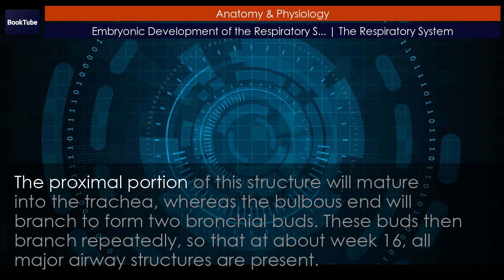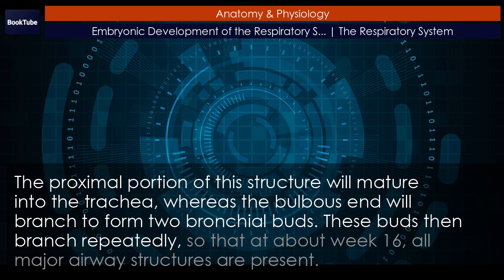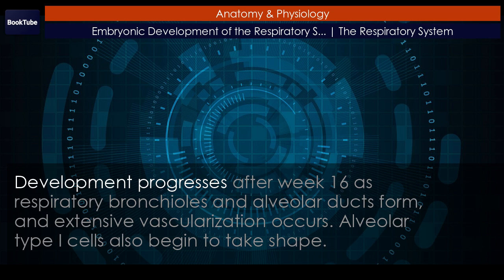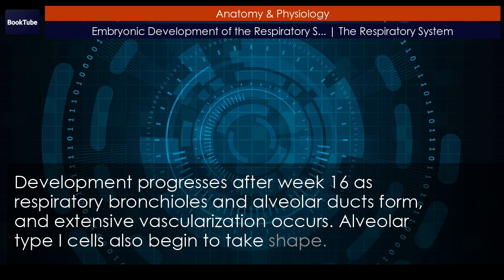The proximal portion of this structure will mature into the trachea, whereas the bulbous end will branch to form two bronchial buds. These buds then branch repeatedly, so that at about week 16, all major airway structures are present. Development progresses after week 16 as respiratory bronchioles and alveolar ducts form. An extensive vascularization occurs. Alveolar type 1 cells also begin to take shape.